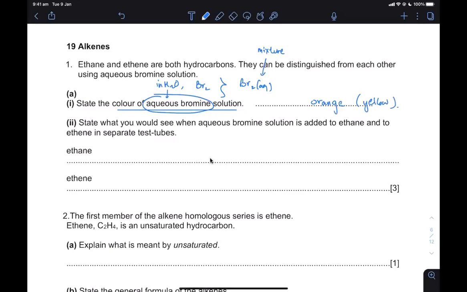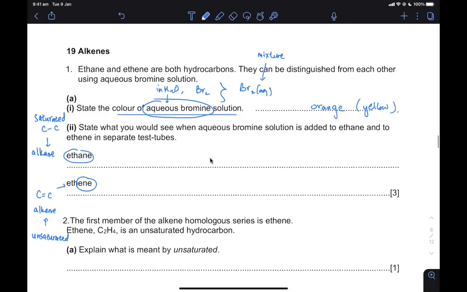So when you add it to ethane, ethane is an alkane. An alkane is what you call a saturated hydrocarbon. Saturated means carbon-carbon single bond, whereas in an alkene, you have a carbon-carbon double bond. This is what you call unsaturated. Unsaturated means you have a carbon-carbon double bond, and you can do addition reactions. You can add onto the carbon-carbon double bond, and therefore this Br2 can add onto this one, but Br2 cannot add onto the carbon-carbon single bond.